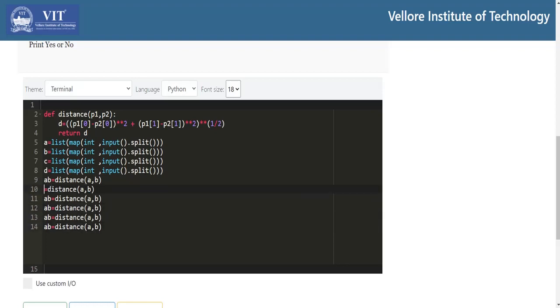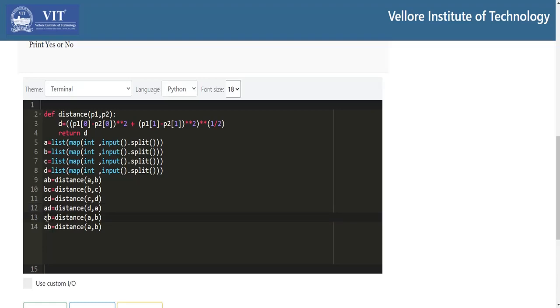The distance between AB is done. Now the distance between B and C. Distance between the points C and D. Distance between the points A and D.